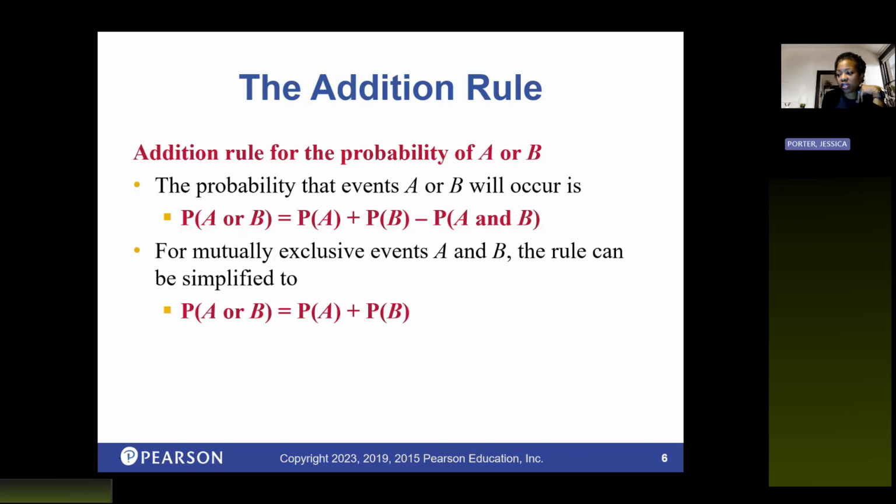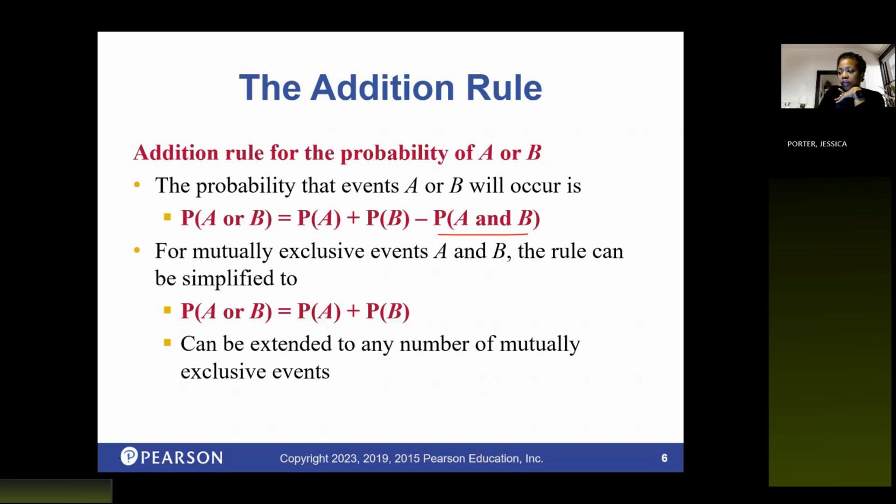If you got mutually exclusive events, A doesn't depend on B, they don't overlap. They don't have any outcomes in common. So if they don't overlap, we take out that piece of overlap, the probability of A and B, and we're just left with probability of A plus probability of B. Okay. And we can extend that to any number of mutually exclusive events.